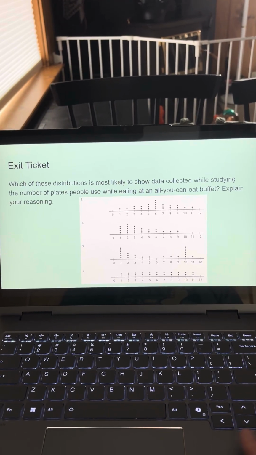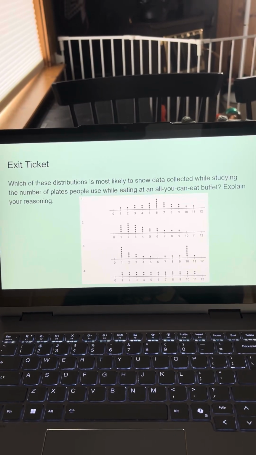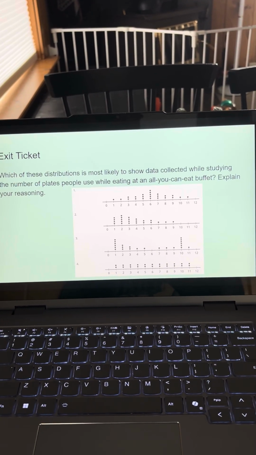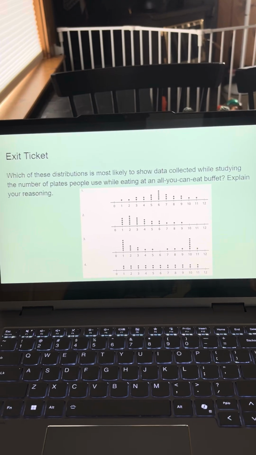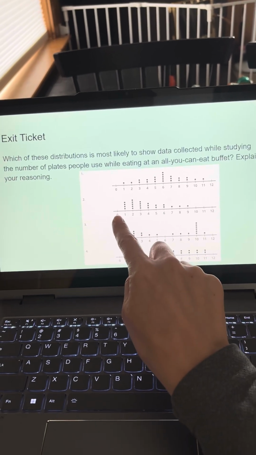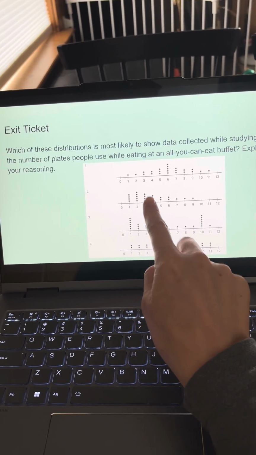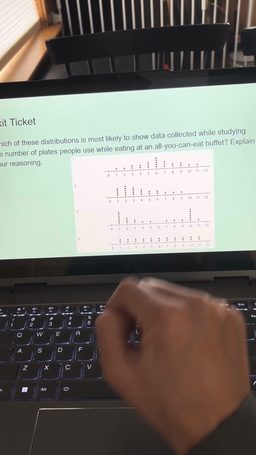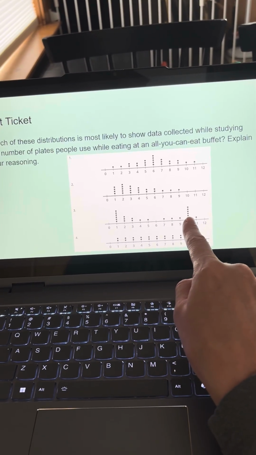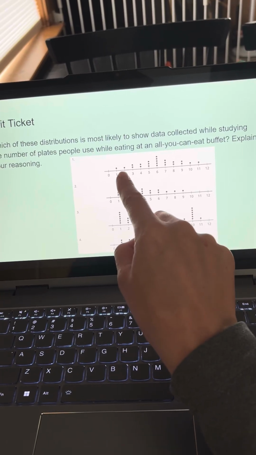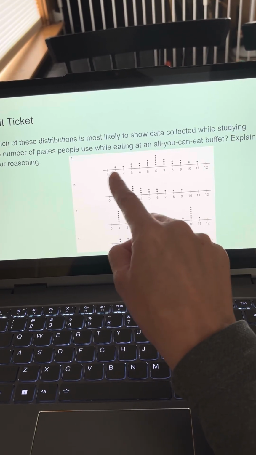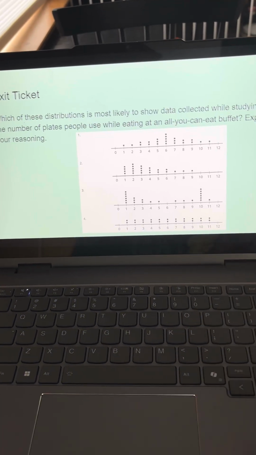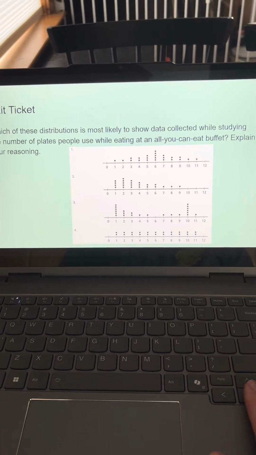So the exit ticket: which of these distributions is most likely to show data collected while studying the number of plates people use while eating in an all-you-can-eat buffet? I would probably say that this one is, because most people are going to use 1 to 4 plates, and then it's rare that someone's going to go back 9 times to get more food, which is why this one would not make sense at all. This one also, some people don't eat as much, so they're going to use these lower value plates, and then this bottom one just doesn't fit either. There's no way that it's a uniform scenario.